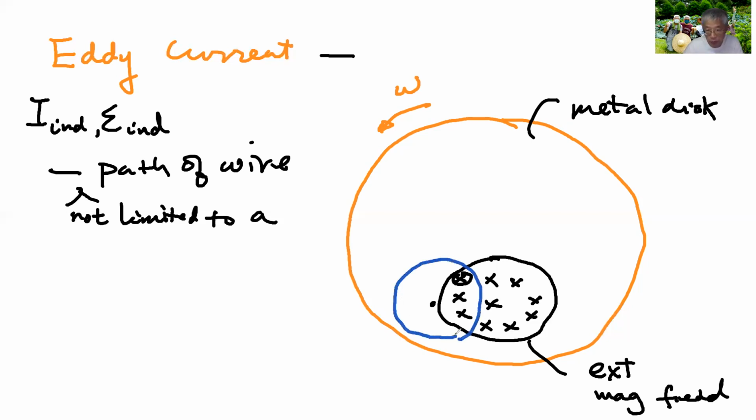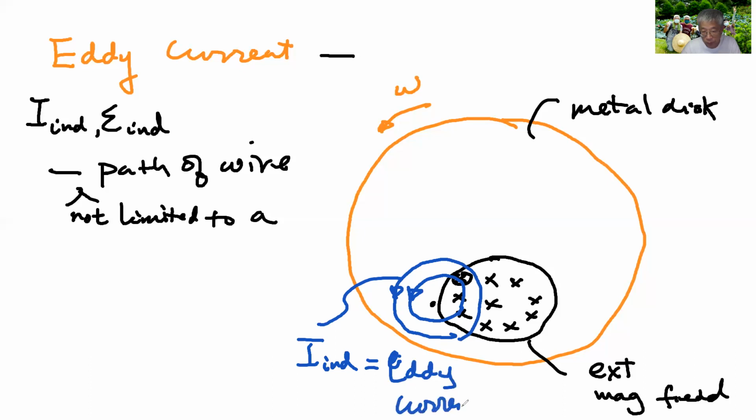And I'll explain to you. Eddy current will be going in this direction. And of course, you can draw a little more or a little less, so there's something in between there too. So this is the eddy current, and it's one of the induced currents. This induced current is called eddy current, and it's still following Faraday's law of induction.